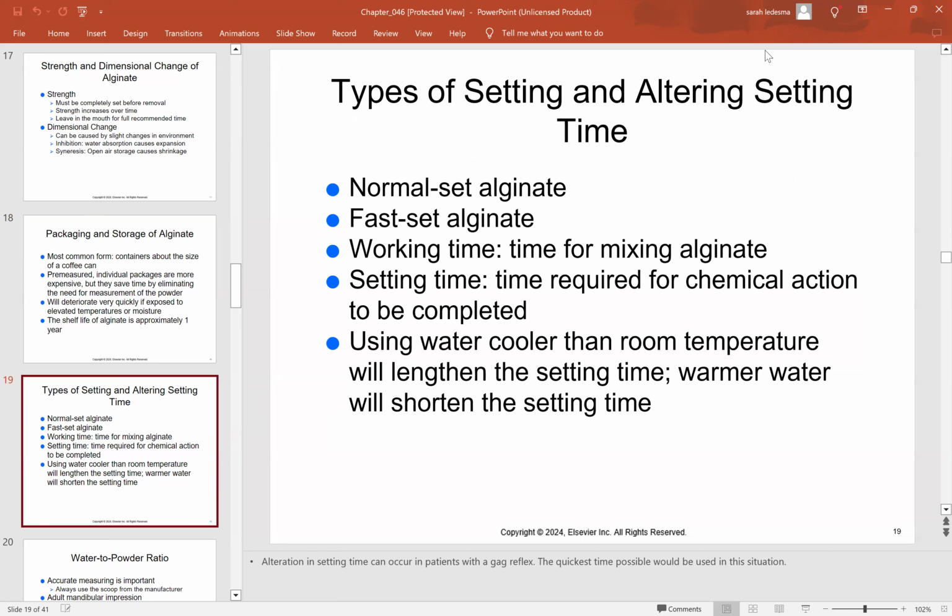Types of setting and altering setting times. So we have our normal set alginate, our fast set alginate. The working time is the time for mixing the alginate, and then setting time is going to be the time that's required for the chemical action to be completed. If we use a cooler than room temperature water, this is going to lengthen the setting time, and then warmer water will shorten the setting time.